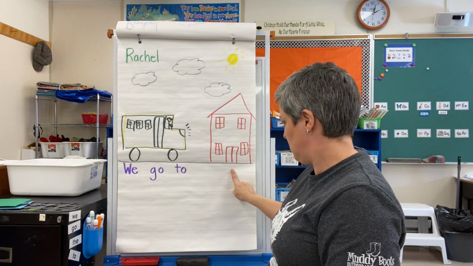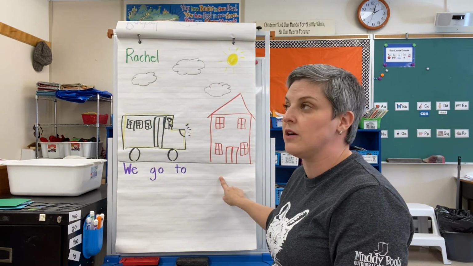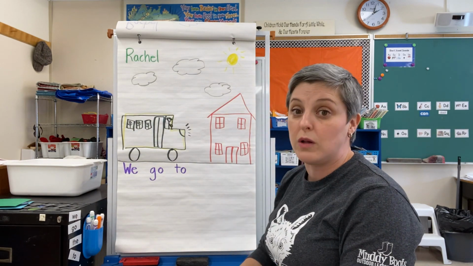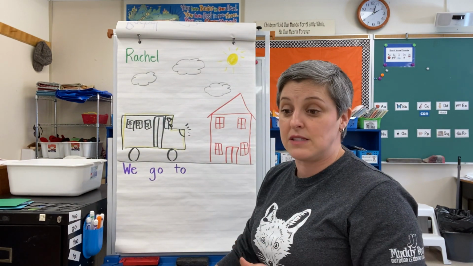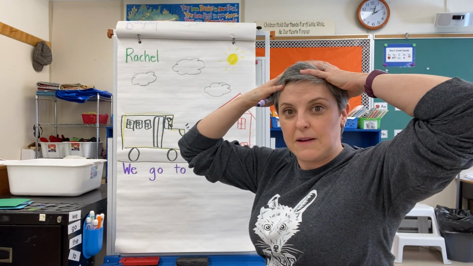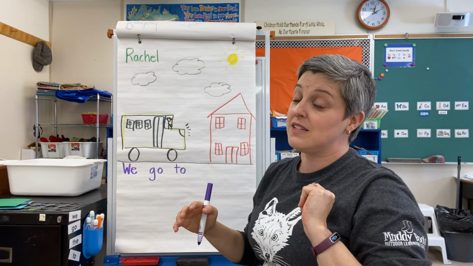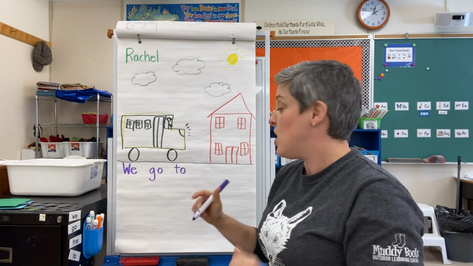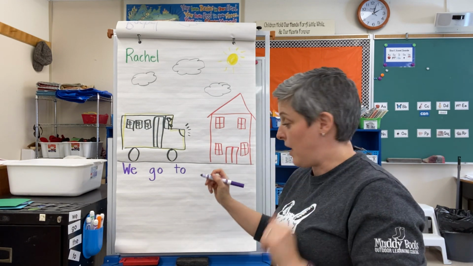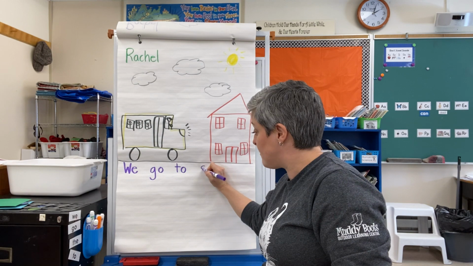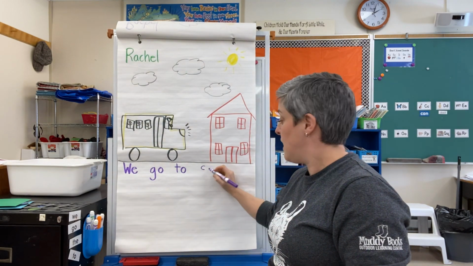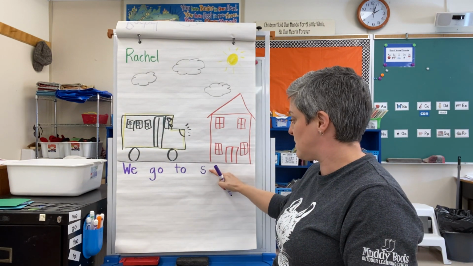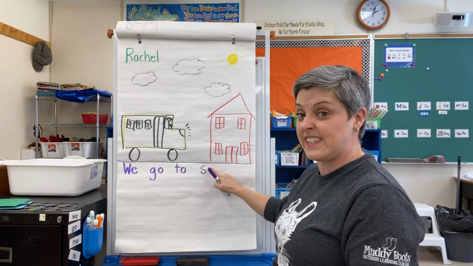To, but then there's nothing here. So the word that was missing was "school." We go to school. So let's find our sounds in school. S, that's the letter S. Snake, socks, S. I remember making an S by making a C first, so I make the letter C, and then I swing down underneath. So there's the first sound in school.